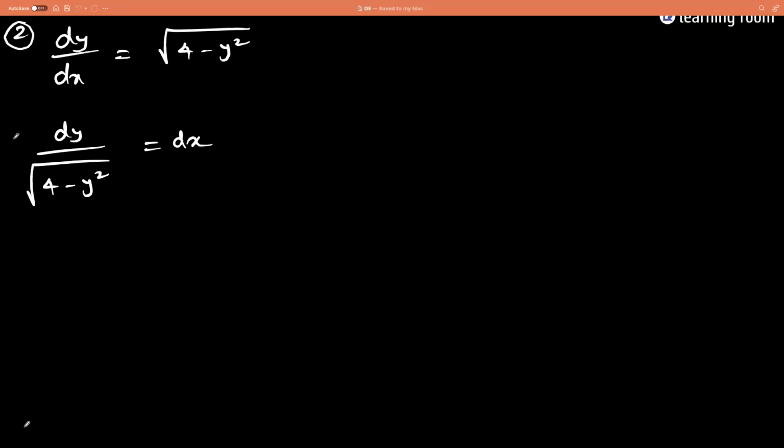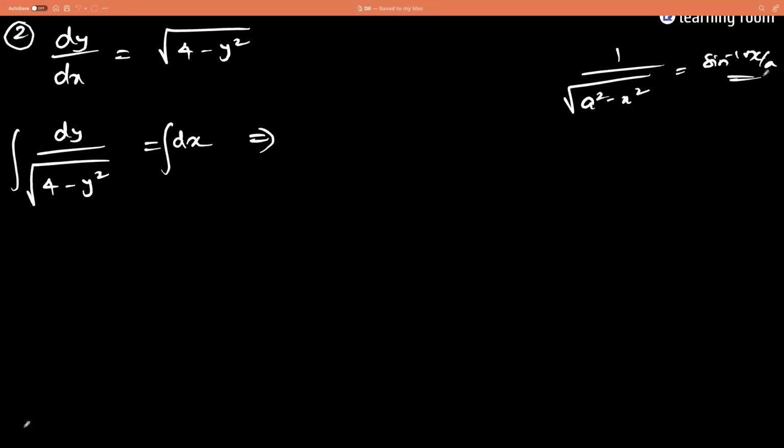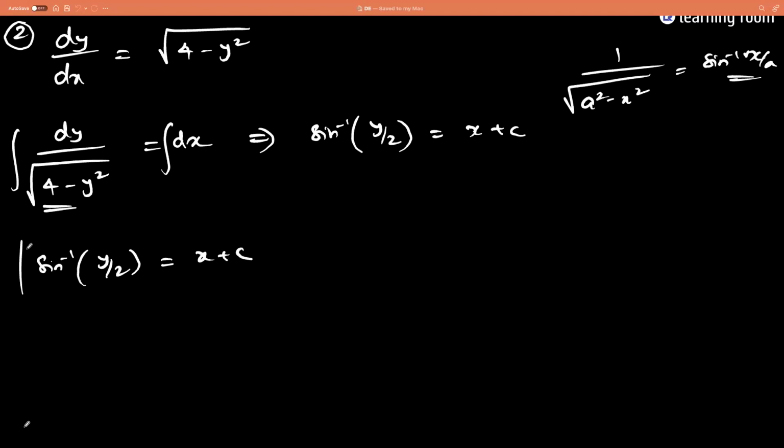Now, if we integrate on both the sides, we know that the integral of 1 by root of a square minus x square is sine inverse of x divided by a. So here, if we integrate, we'll get sine inverse of y divided by 2 is equal to x plus c. Right? So sine inverse of y by 2 is equal to x plus c is going to be the required solution.